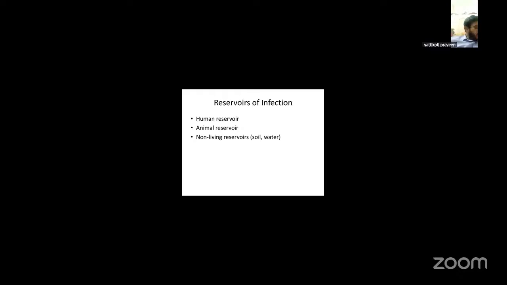Reservoirs of infection. What are the types of reservoir? Human reservoir, animal reservoir, and non-living things reservoir. What is the human reservoir? All infected humans are a potential source of infection to others.